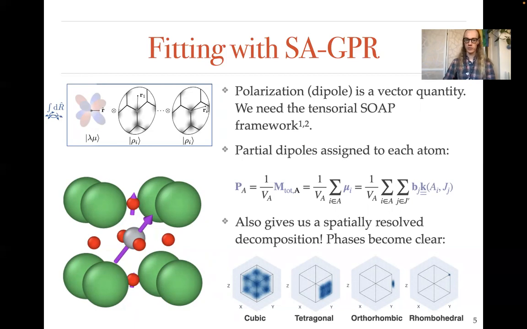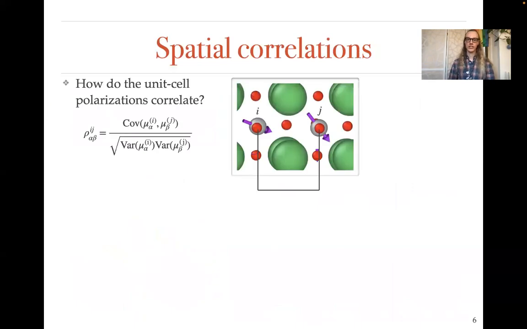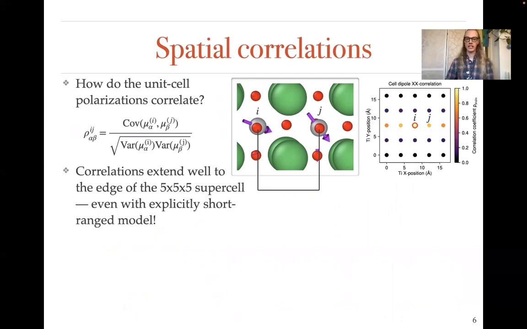And now another thing we can do with the spatially resolved polarizations is to look at how they correlate across the structure. So if you look at, for instance, the correlation coefficient of 2 unit cell polarizations at 2 different titanium centers here, and we look at how those vary across a structure, we see that these correlations extend all the way to the edges of a 5x5x5 supercell, even though our model itself is explicitly short-ranged. So you see that it only explicitly includes interactions within the cutoff sphere, this blue circle here, and so everything beyond that is an emergent correlation.